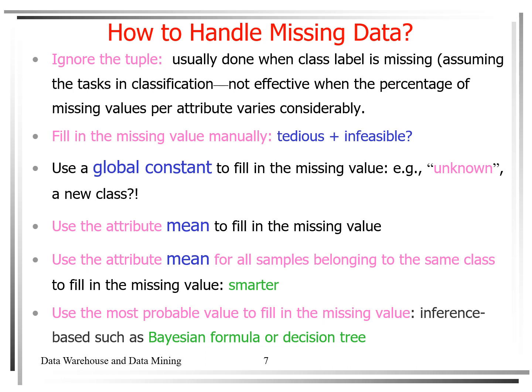Then if you have a middle student with a missing grade, it will be replaced with the mean of the middle students, and so forth. And this approach is actually smarter. It will produce results that are closer to the real values. Another, or final, way is to use probability, the most probable value, to fill in the missing value. And in this way, we actually use inference-based approaches such as decision trees or Bayesian formula.